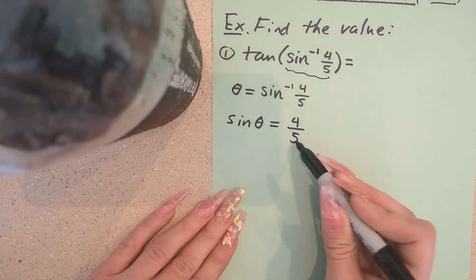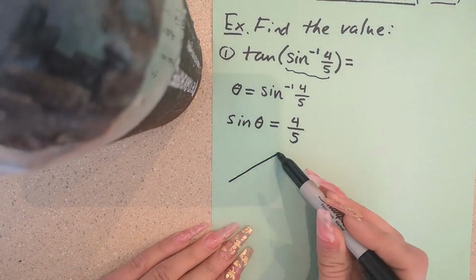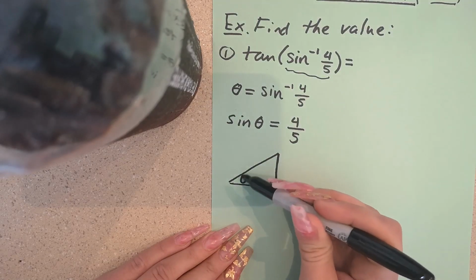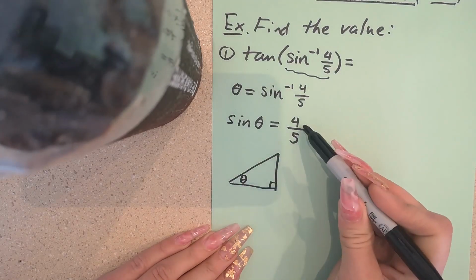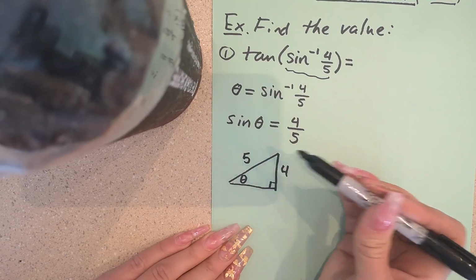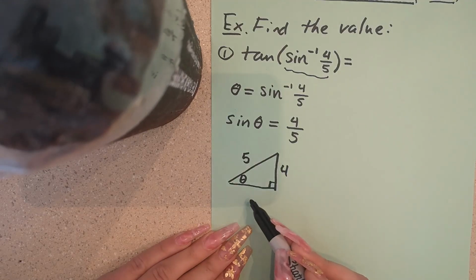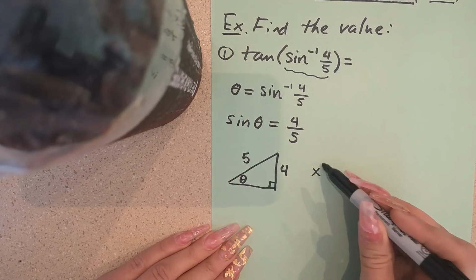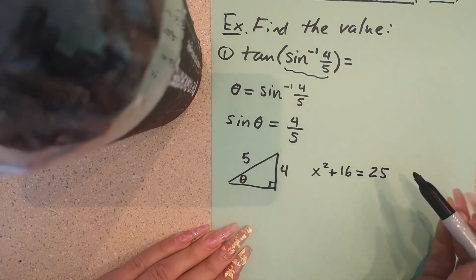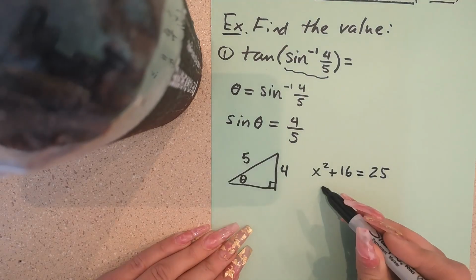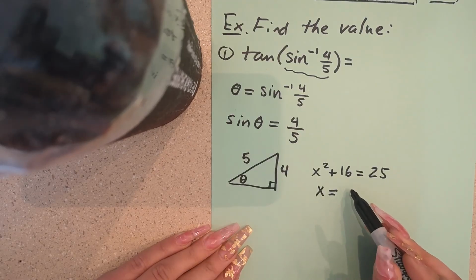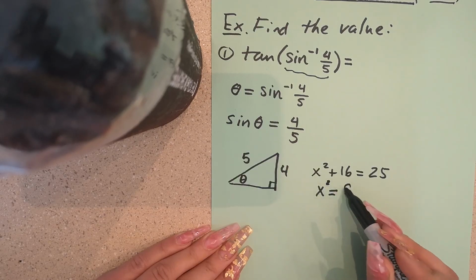So let me set up a triangle according to that fact. If I put my angle theta here, in order for the sine to be 4/5, wouldn't the 4 be here and the 5 be here? Let me find the other side here. So x squared plus 16 is 25, just using the Pythagorean theorem, right? So x would be, well, x squared is 9.